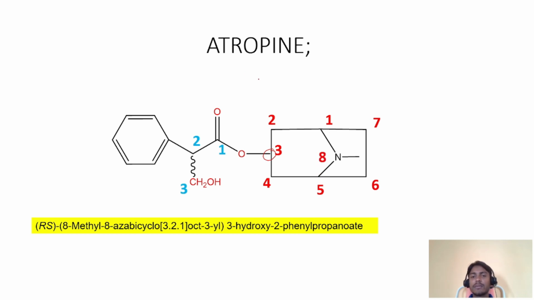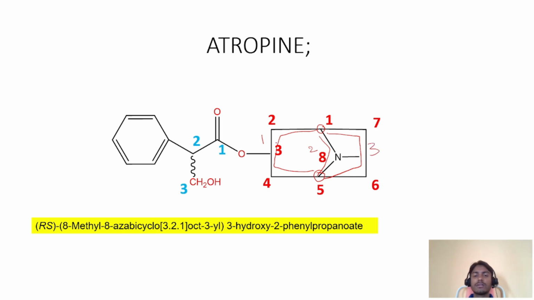See here, 3 bridges are there. See, these are the 2 bridge head atoms. So this is the one bridge. Okay, this is the second bridge, this is the third bridge. So 1, 2, 3, 3 bridges are there.